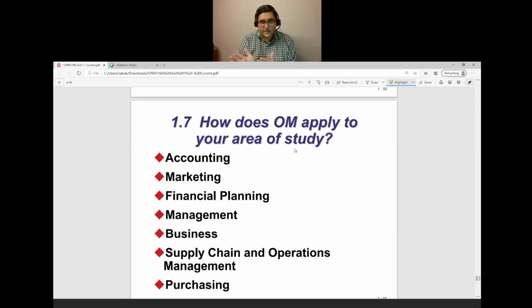So how does operations management apply in your area? This is something which you will be discussing. You might be studying in, say, an accounting course or a marketing course, or you might even be in a business course, or in the supply chain course, or in purchasing. We'll try to see in the lecture how operations management can help you become a better person in your area. This is something very important.